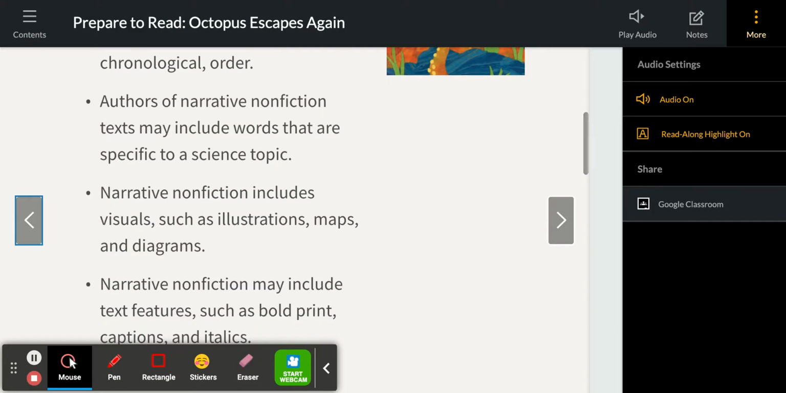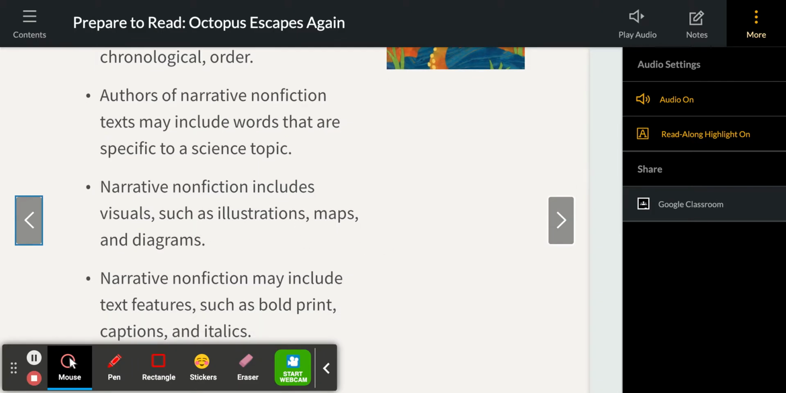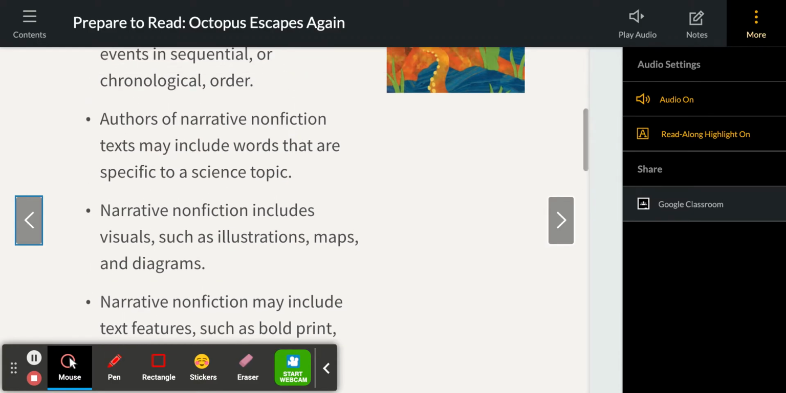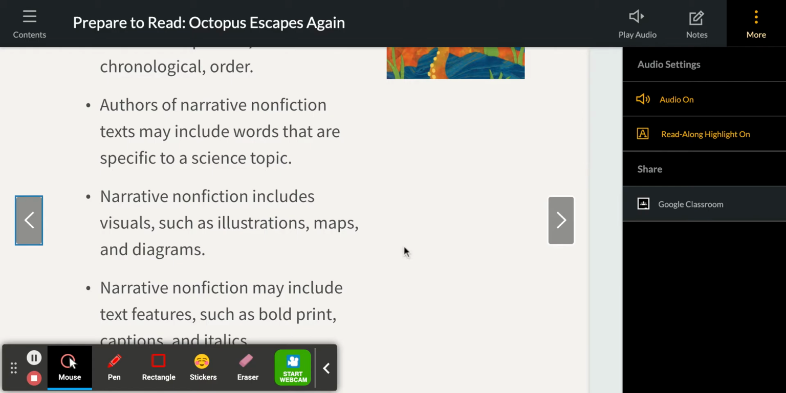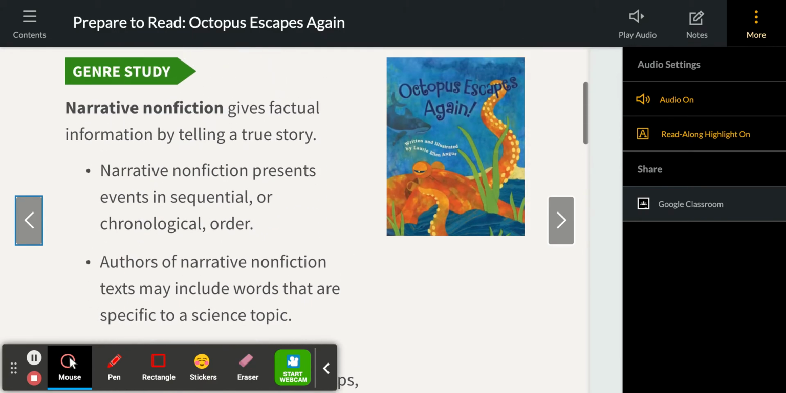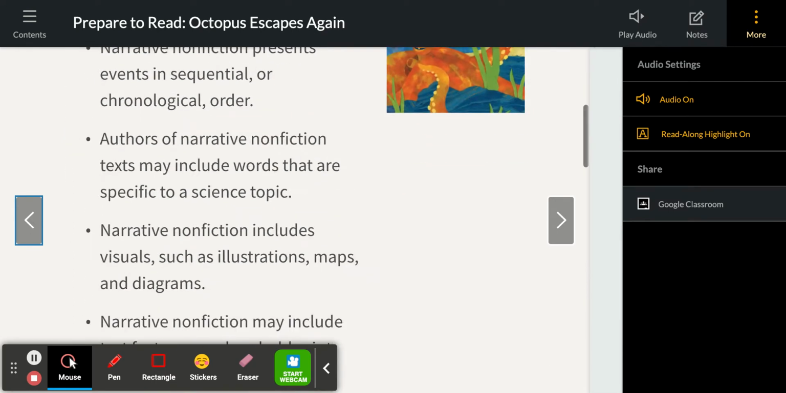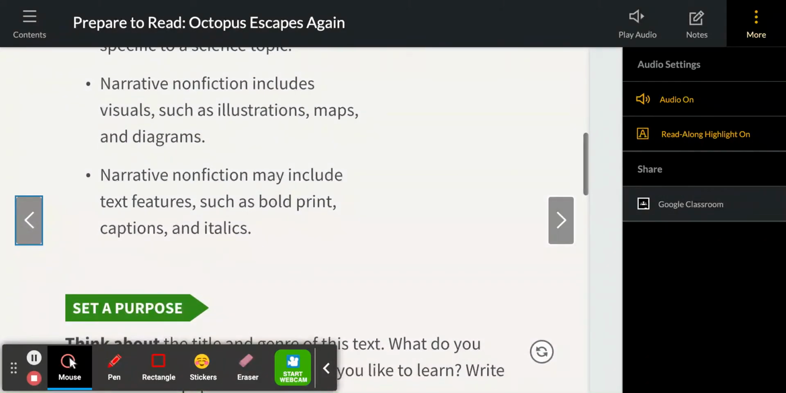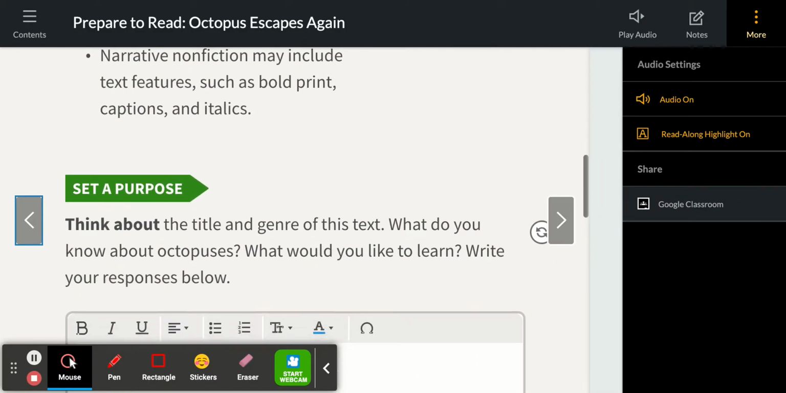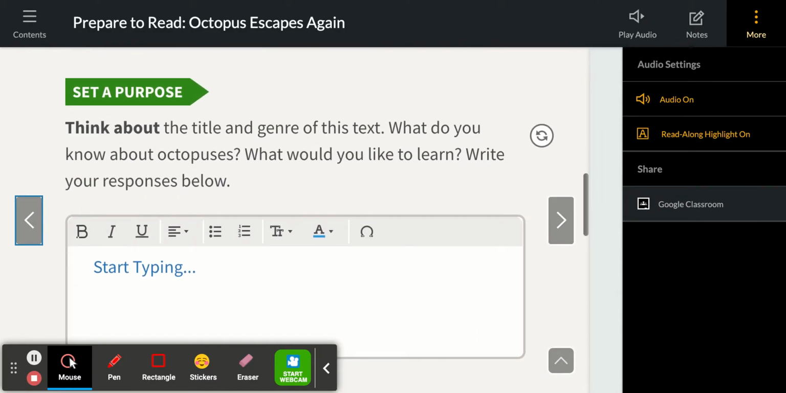Narrative nonfiction includes visuals, such as illustrations, maps, and diagrams. I do recall, of course, there being quite a few illustrations in this story, and as well, there's even going to be a diagram. And what do you think it's going to be a diagram of? What do you think? Okay, we'll see. Narrative nonfiction may include text features such as bold print, captions, and italics. So again, make sure you look for those things, all right?